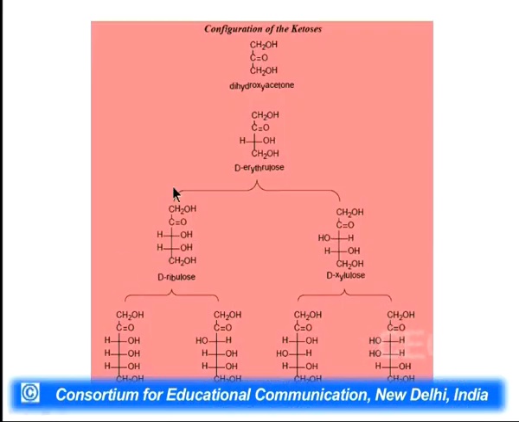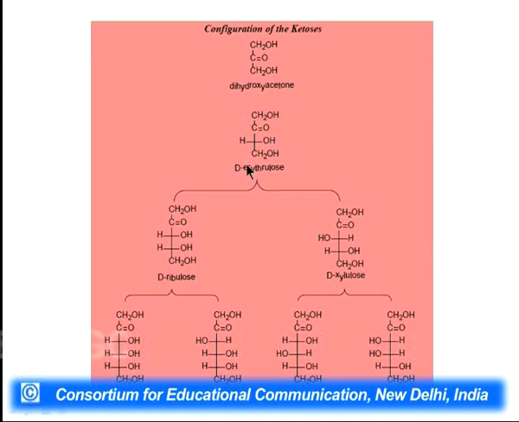Now, if I talk of the configuration of ketoses, we shall be following the same pattern. But in this case, we will be creating a bridge between the CH2OH and CO, because we know that dihydroxyacetone is the simplest ketose. So we will now generate a bridge here, and this is the first chiral carbon. In dihydroxyacetone, we do not have a chiral carbon. So when we've created a chiral carbon here, we are talking of the D configuration. So I have taken the D isomer here, in which the OH is on the right hand side.